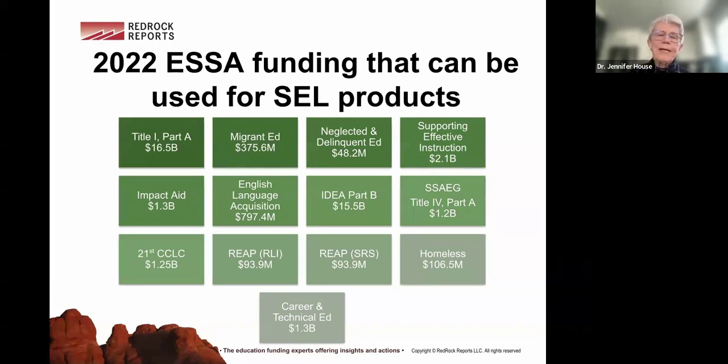So what specific Every Student Succeeds Act funding can be used for SEL? Definitely Title I, that's a quick 16.5 billion. And remember, in Title I, there's also migrant ed, neglected and delinquent ed, so all of those can be used. Supporting effective instruction, that's actually Title II.